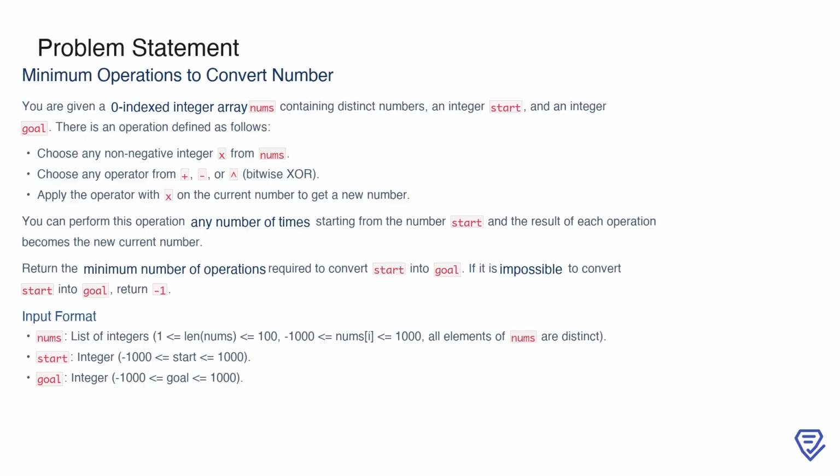Starting with the start number, you can repeatedly apply these operations to generate new numbers, and the goal is to determine the minimum number of operations required to convert start into goal. If achieving the goal is not possible using the given rules, the function should return -1. The input consists of the list nums, the integers start and goal, and all these values follow specific constraints, such as nums having a length between 1 and 100 and all its elements being distinct.